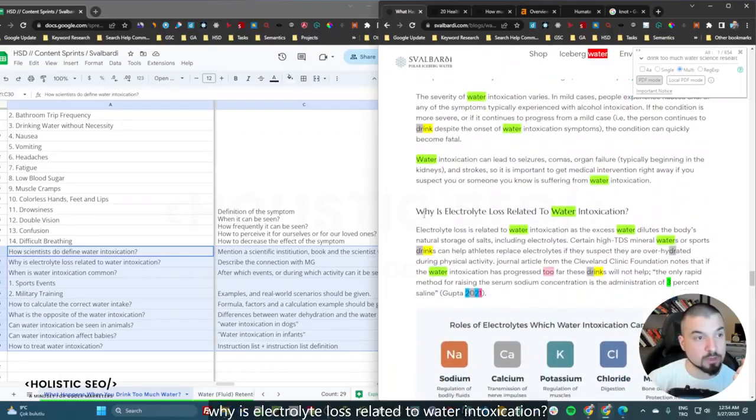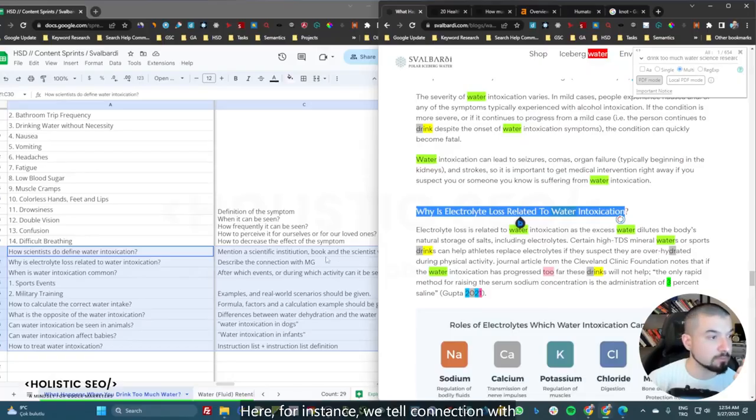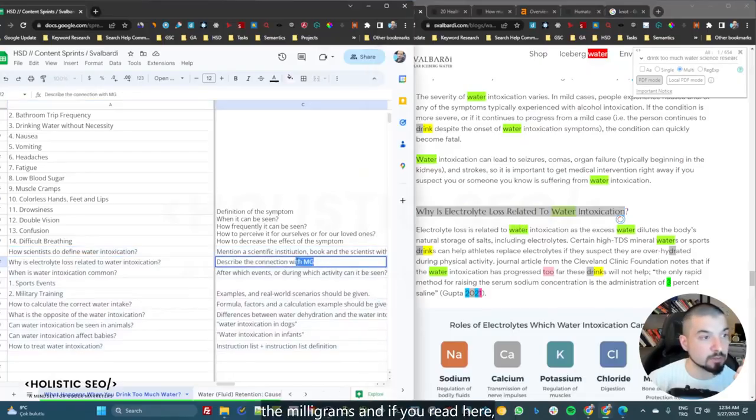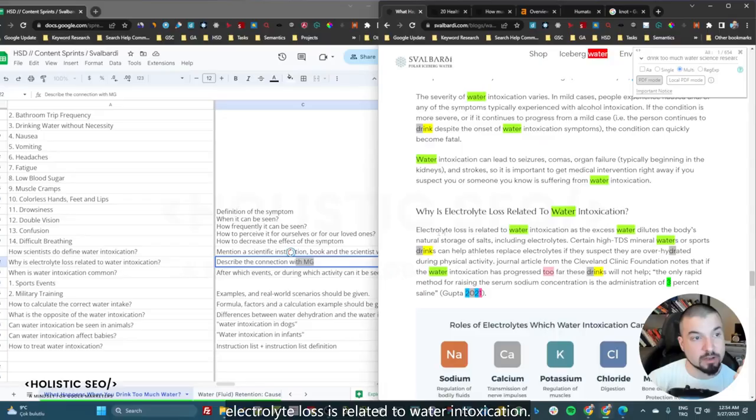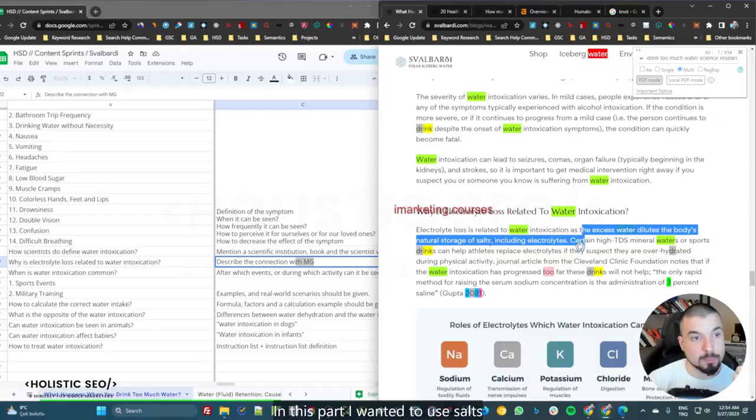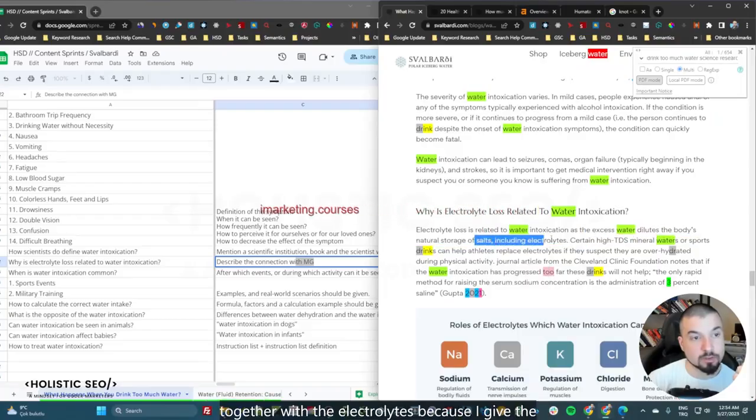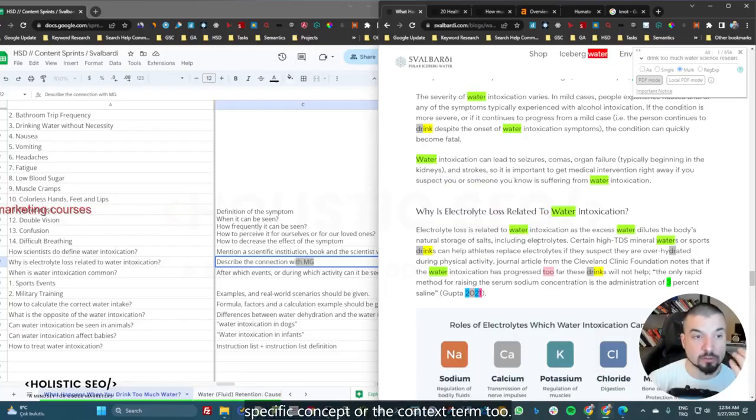If you go to the next question, like why is electrolyte loss related to water intoxication? Here, for instance, we make a connection with milligrams. And if you read here, electrolyte loss is related to water intoxication, and we directly use our question format: the excess water dilutes the body's natural storage of salts, including electrolytes. In this part, I wanted to use salts together with the electrolytes because I give the specific electrolyte here, then I actually use the specific concept or the context term too.